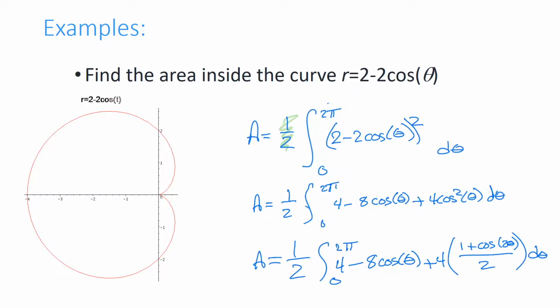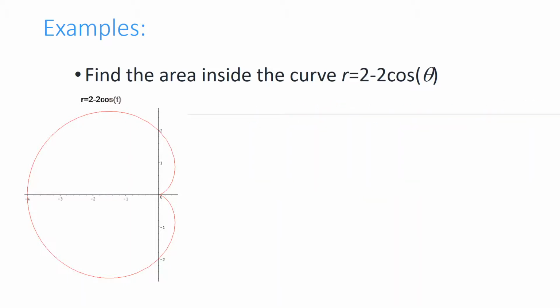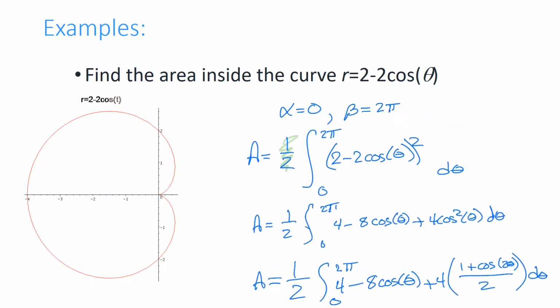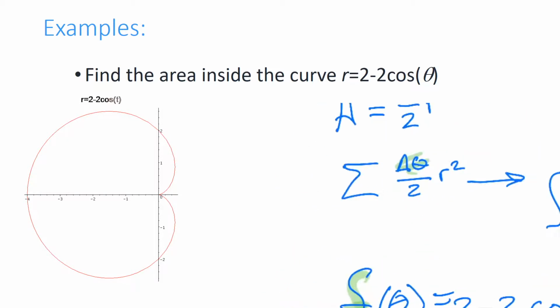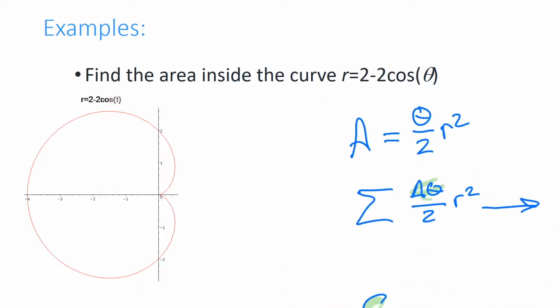Let me scroll down here. I can't go up any further, so I'll zoom way in and put this right here: cosine squared is 1 plus cosine of 2 theta over 2.